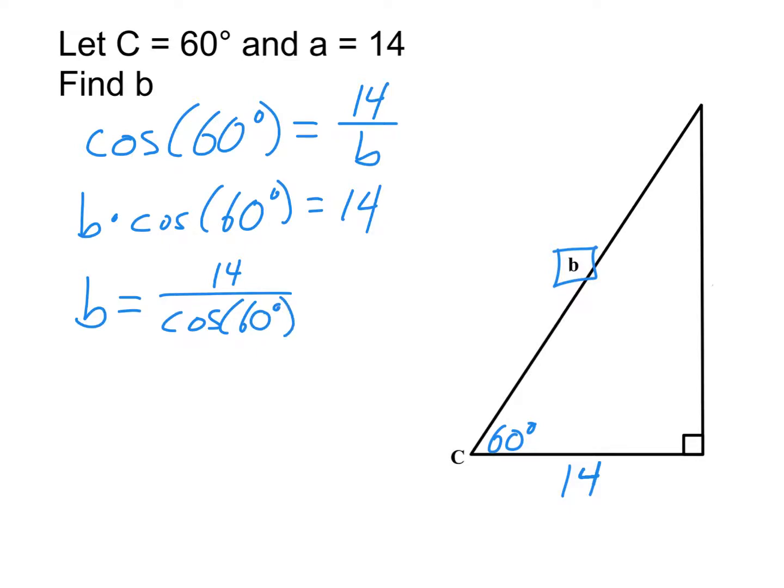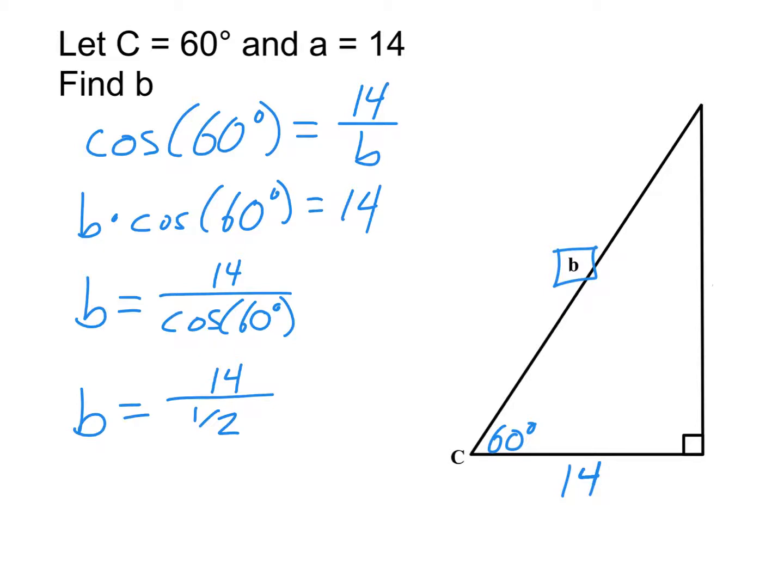Now up until this point, this is where we break out our calculator. And yet I said we could do this one without the calculator. That's because we actually know what the exact value of cosine of 60 degrees is. The cosine of 60 degrees was 1/2. And so really what we're doing is 14 divided by a half.